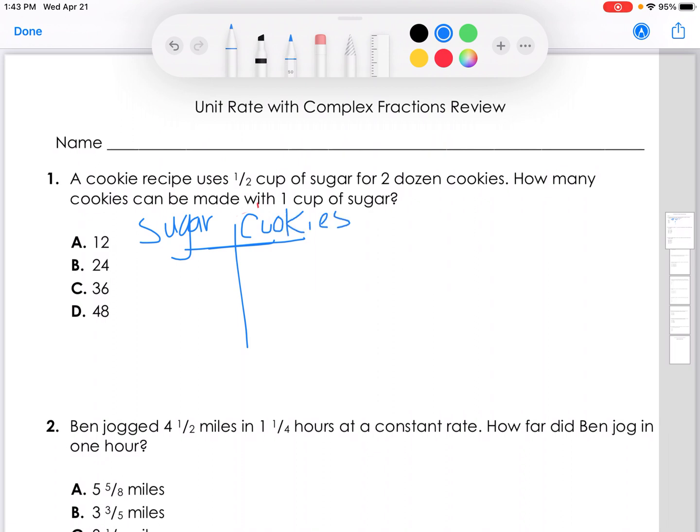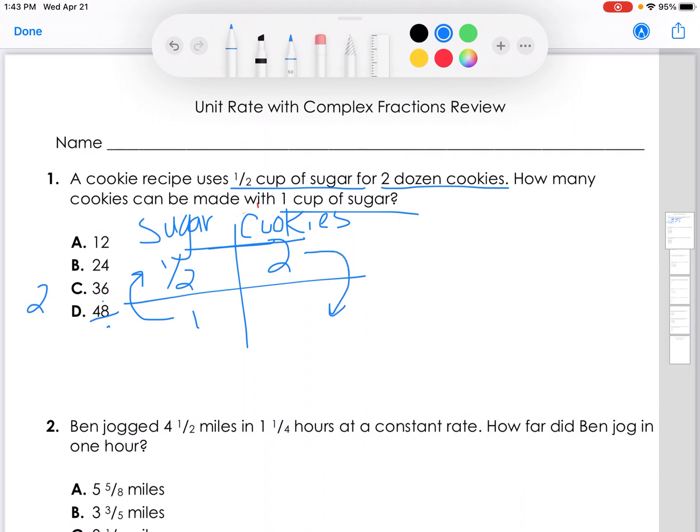It says a cookie recipe uses 1/2 of a cup of sugar for 2 dozen cookies. How many cookies can be made from 1 cup of sugar? So I have my 1/2 cup of sugar, and I have 1 cup of sugar, and I know that that's equal to 2 dozen cookies. So I'm going to divide going this way. So 1 divided by 1/2 is 2, because there's 2 1/2 pieces in one whole.